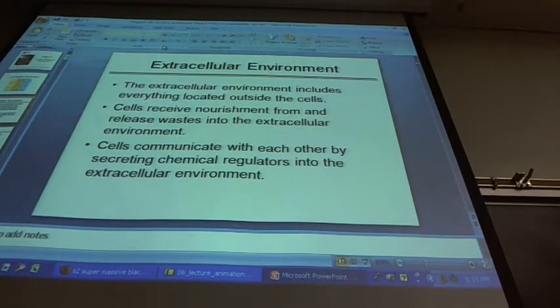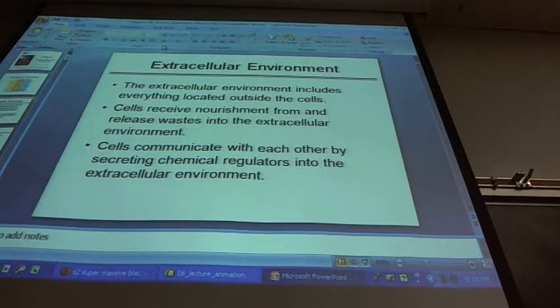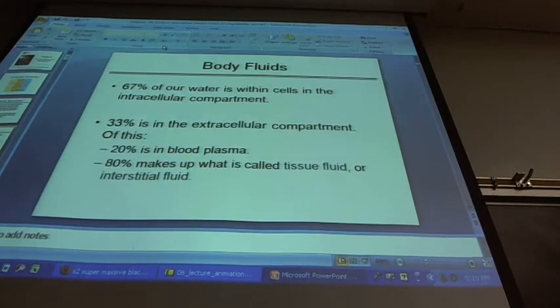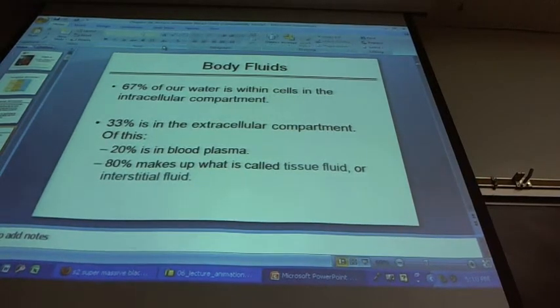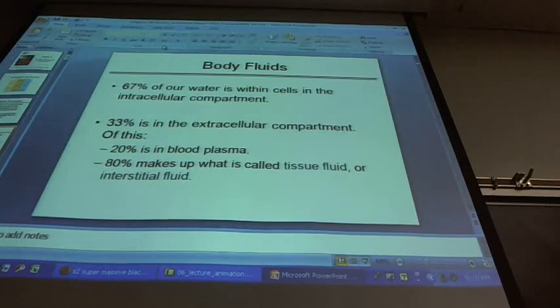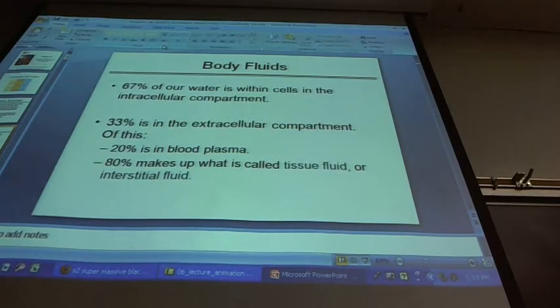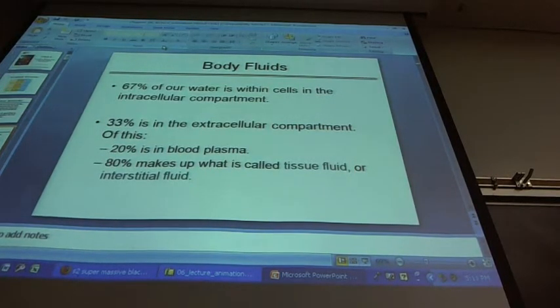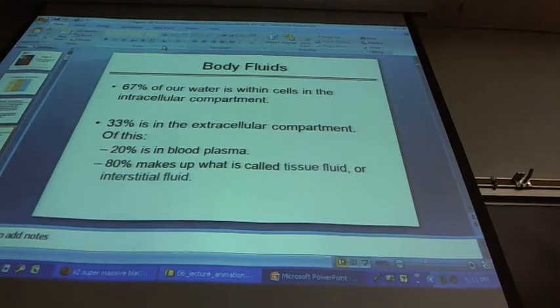Anyway, the communication, hormones, extracellular. Body fluids: 67% within the cells, 33% out of the cells. 20% of that 33% is blood plasma, and so about 80% is what they call interstitial fluid, or the fluid in the tissues.